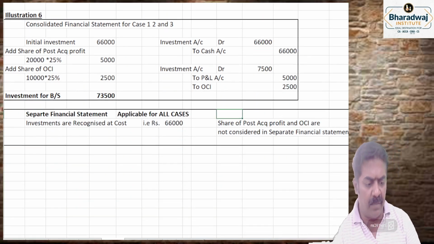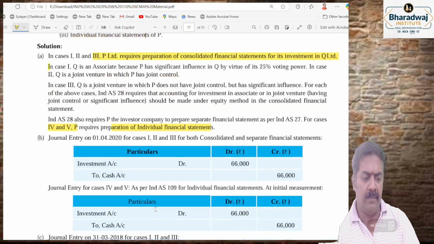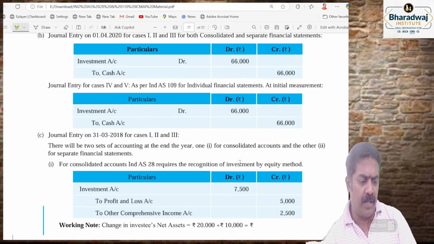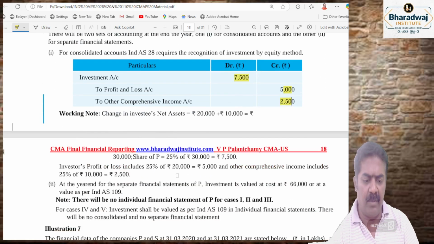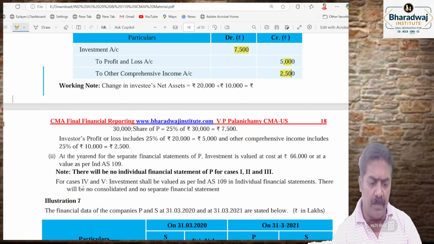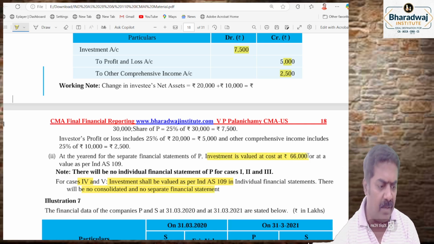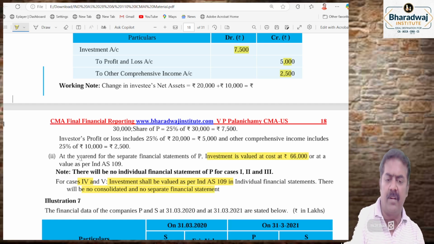This is what they would have given also. You can find investment account debit to cash. Investment account debit 7,500 to P&L account, to which one? OCI, like that they would have given. Or for cases 4 and 5, investment will be valued at what? Cost. Investment will be valued at cost.